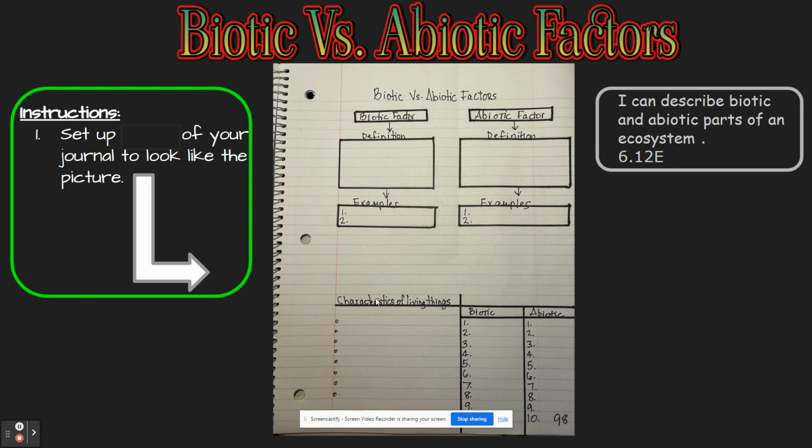You're going to skip a couple lines here, and you're going to come down and put characteristics of living things and put these bullet points. Then on the other side, you're going to put biotic and number 1 through 10. And you're going to put abiotic and number 1 through 10. And I'll hide that so you can fully see my screen. 1 through 10, 1 through 10. That is a page number we used last year, so don't worry about that.